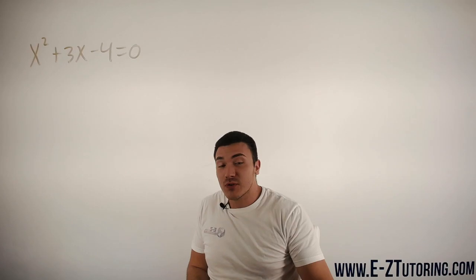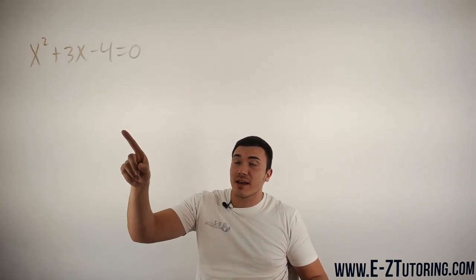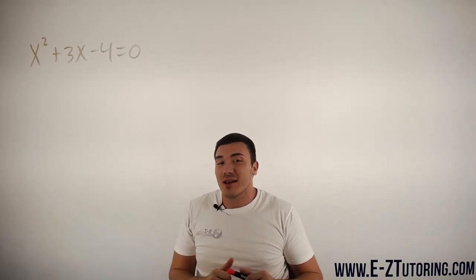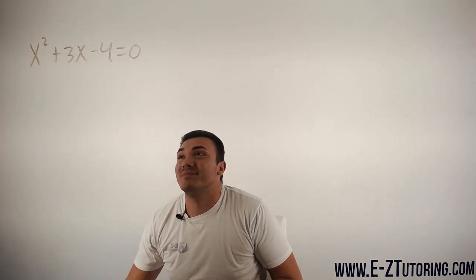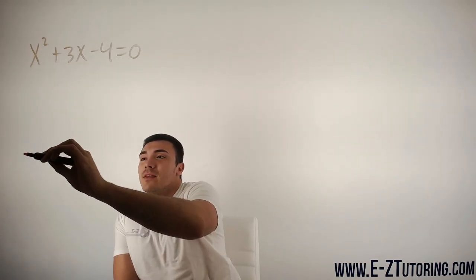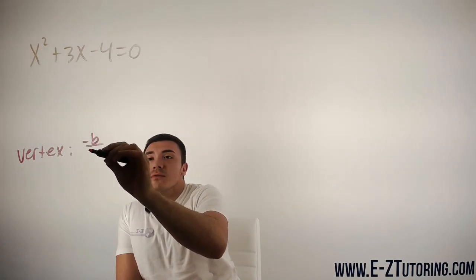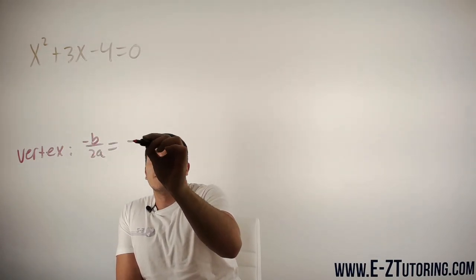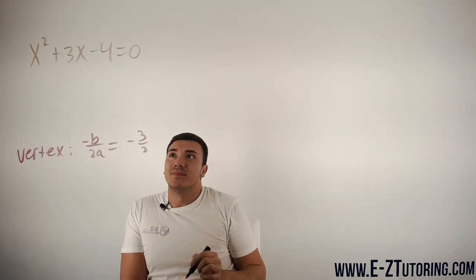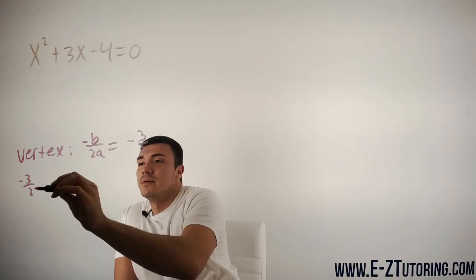Now I'm going to assume you guys are already familiar with graphing quadratic equations in standard form. If you guys are not, be sure to check out my video on that. So I won't focus too much on the steps for graphing. So all we do is we find our vertex by doing negative b over 2a, which is simply negative 3 over 2. And then to find our y-coordinate, we simply plug that in.